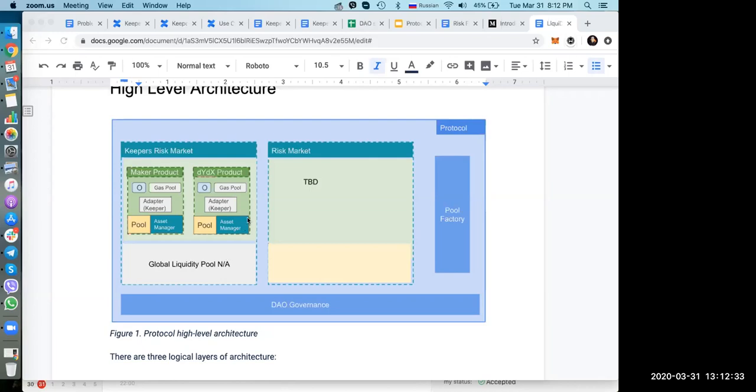Generally, the risk markets can be used for different purposes, but now we are concentrated on building the risk markets for the keepers, and not only for the Maker keepers, but also for the DYDX keepers, for the Compound keepers. So we're starting with the Maker product, but we're thinking how to extend it by adding more products into the keeper's risk market.